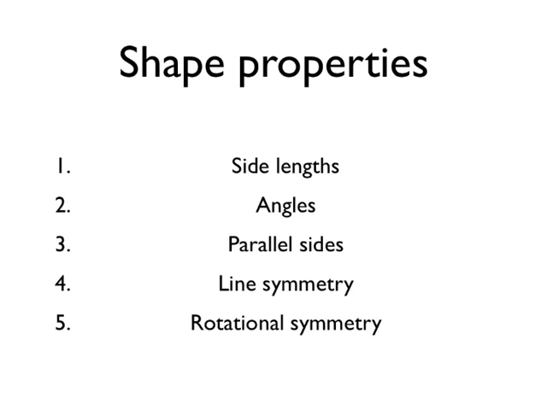So we can use shape properties to describe differences between shapes and also to describe how we know a shape has a certain name. And there are 5 different ways that you can describe a shape's properties. They are the side lengths, the angles, the parallel sides, the line symmetry, and the rotational symmetry.